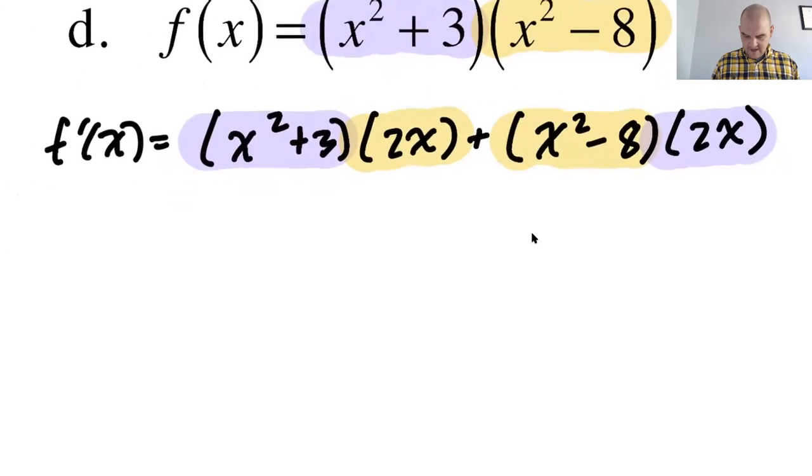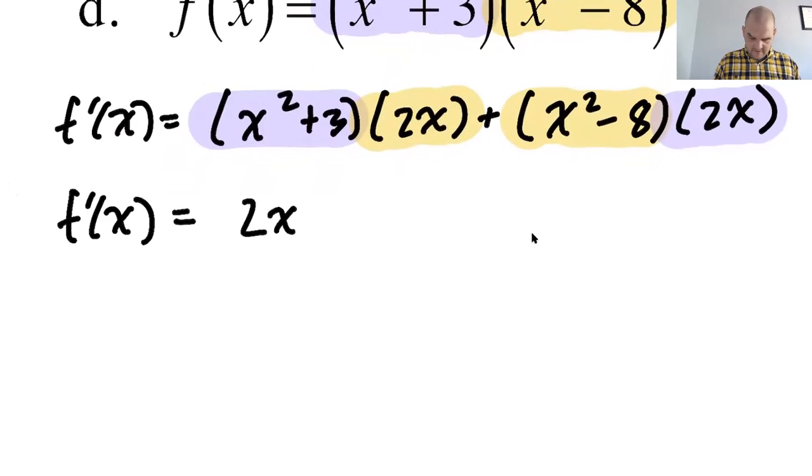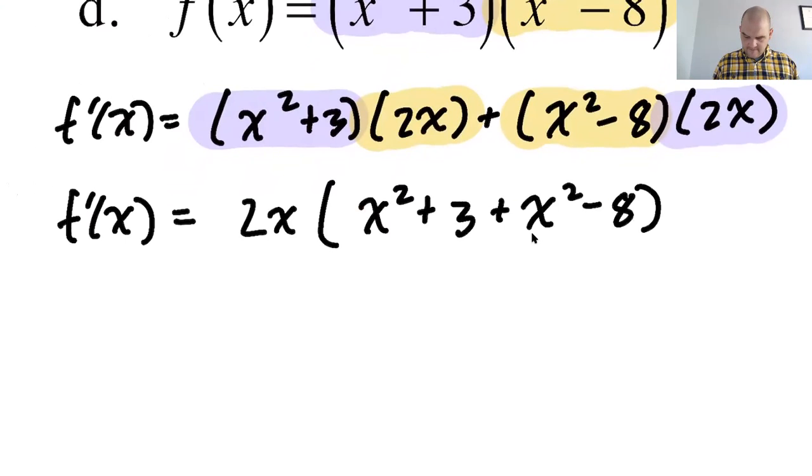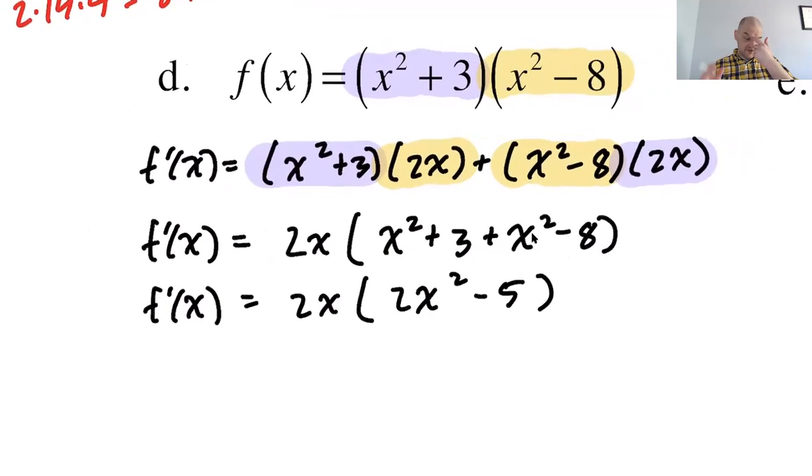All right, what can we take out? Obviously a 2x. There are birds just going nuts outside. It feels like a really nice spring day. 2x can come out. That'll give me x squared plus 3 plus x squared minus 8, which gives me 2x times 2x squared minus 5. Call that f prime of x. I think that's good, so I'm going to stop there.